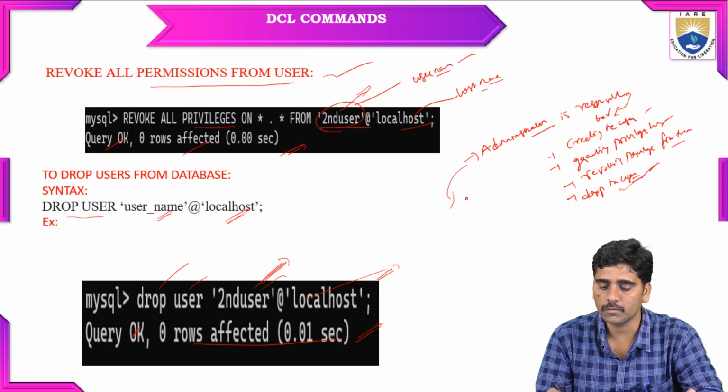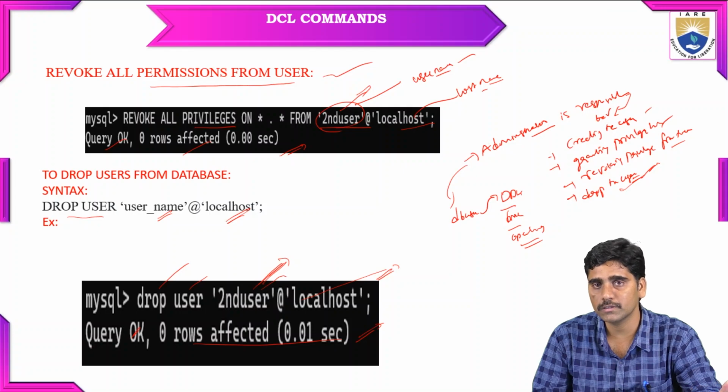After granting the permissions, a normal database user is able to perform all DDL and DML operations. That is all about creating users, granting privileges to the user, revoking privileges from the user, and dropping the user.